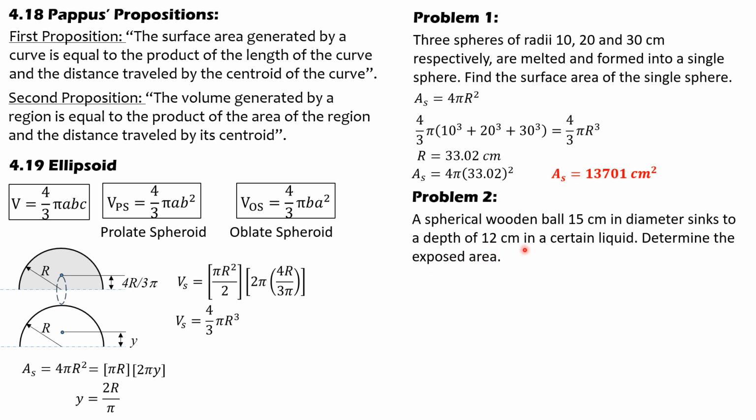Then for the second problem, a spherical wooden ball 15 centimeters in diameter sinks to a depth of 12 cm in a certain liquid. So determine the exposed area. So if you're going to imagine that exposed area is zone of sphere, then the exposed height would be equal to 15, the diameter, minus the submerged depth, which is 12, so 3. Then zone area or zone is 2 pi RH, where R is equal to the radius of the spherical wooden ball, which is 7.5 cm, and H is 3, 15 minus 12, 3. So zone area is 2 pi times 7.5 times 3.